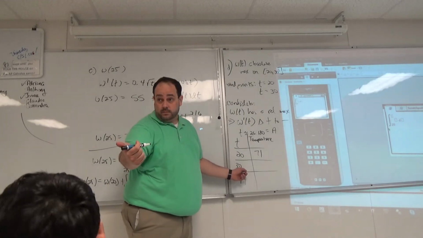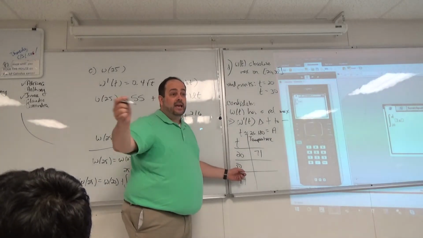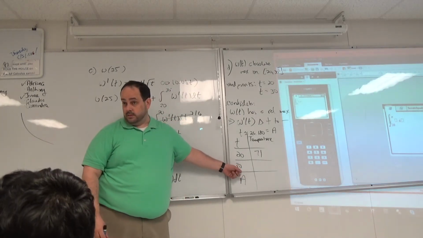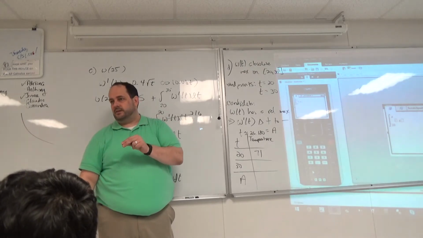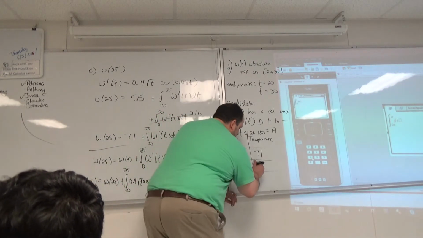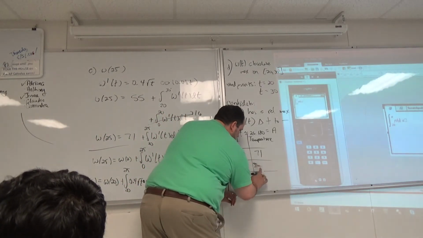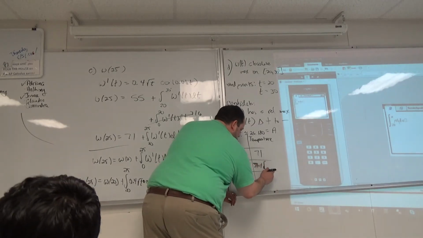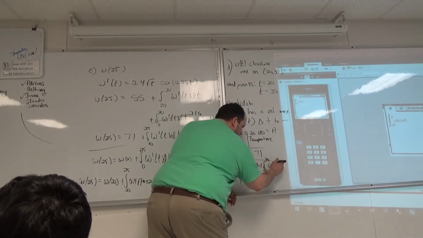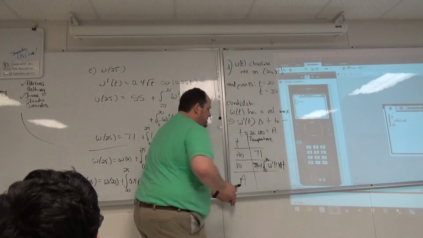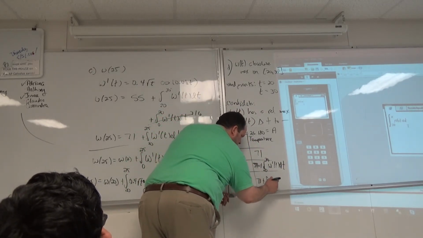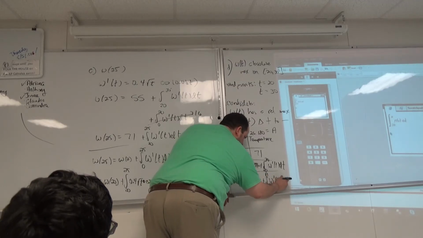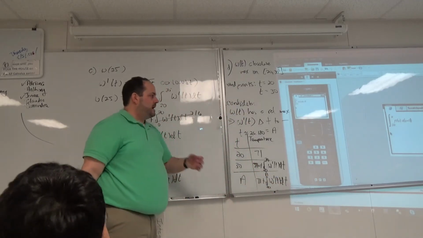Not in the table. Can't get it from the graph. You're going to have to use definite integrals. Again, you're going to have to use your fundamental theorem of calculus. So it's going to be 71 plus the integral from 20 to 30 of w prime of t dt. At time a, 71 plus the integral from 20 to a of w prime of t dt.